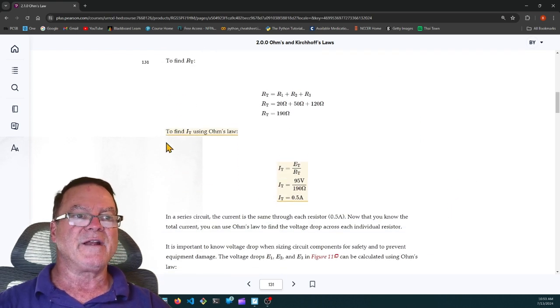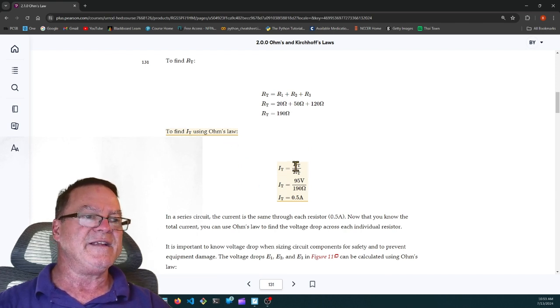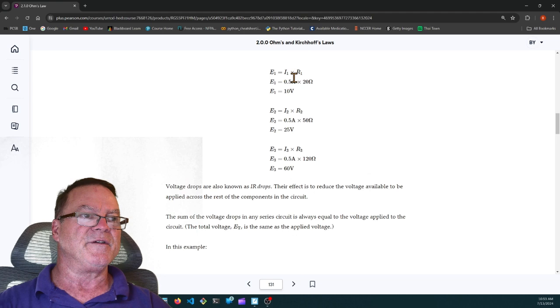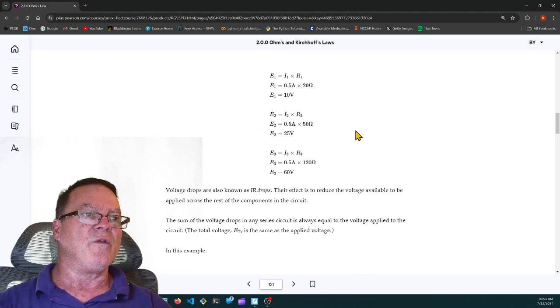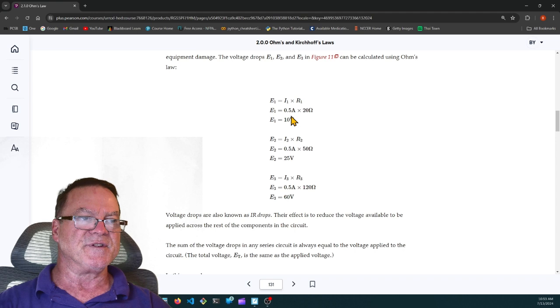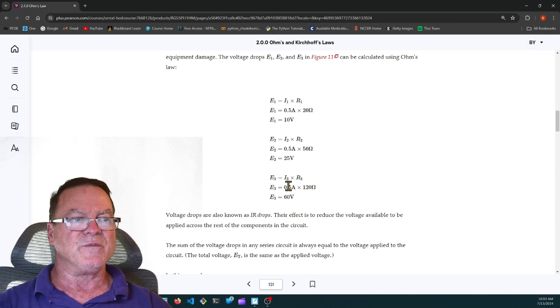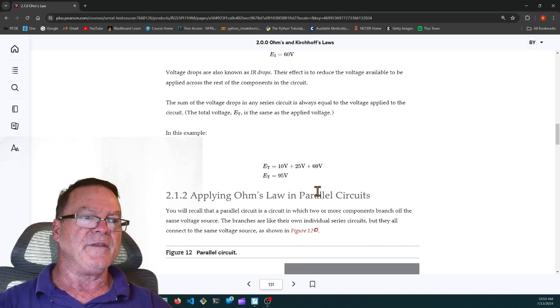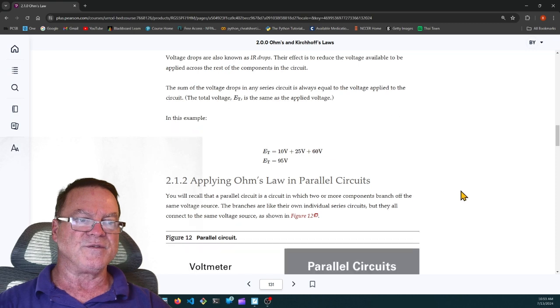So here's a highlight. It says to find the total current, IT, using Ohm's law. IT equals ET divided by RT. 95 volts divided by 190 ohms equals 0.5 amps. Okay, then they're just manipulating it to find the voltage drops across each of the resistors just like we did. 0.5 amps times 20 ohms, 0.5 amps times 50 ohms, 0.5 amps times 120 ohms. And then they show that the 10 volts, 25 volts, and 60 volts add up to 95 volts.